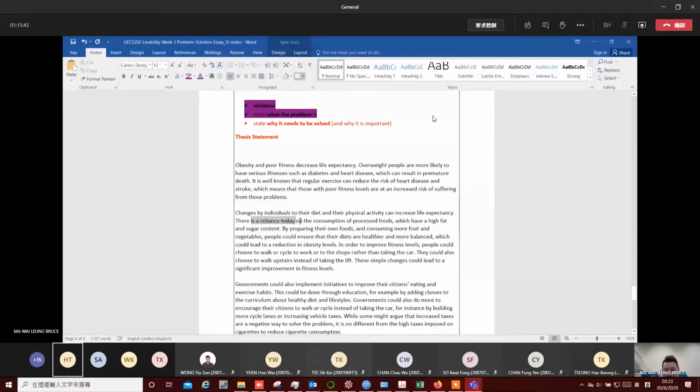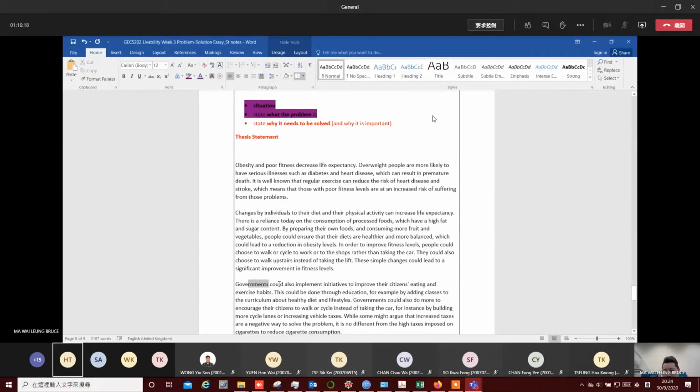There's a reliance today on the consumption of processed food, which has a high fat and sugar content. By preparing their own foods, consuming more fruit and vegetables, people could ensure that their diets are healthier and more balanced, which could lead to a reduction in obesity levels. In order to improve fitness level, people could choose to walk and cycle to work or to the shops rather than taking the car. They could also choose to walk upstairs instead of taking the lift. These simple changes can lead to a significant improvement in fitness levels. Okay, so this is solution one.